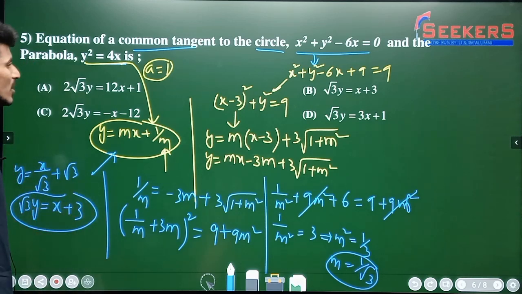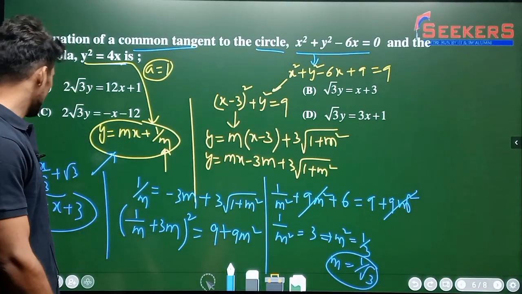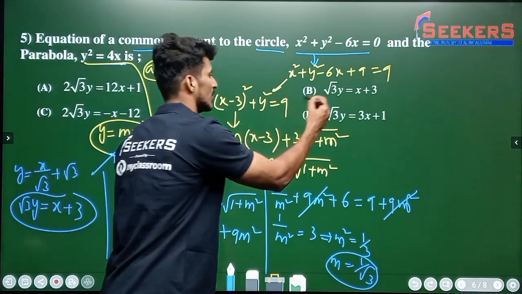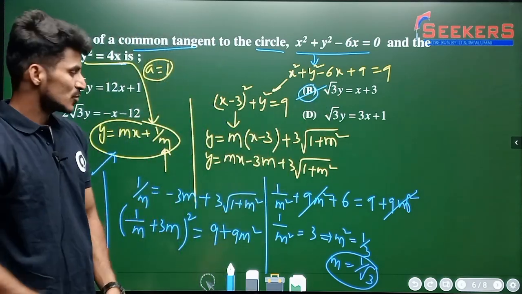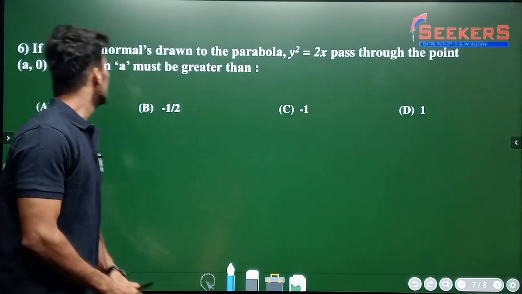So this is the equation of the common tangent with respect to the circle and parabola. So which option is matching? Root 3y is equal to x plus 3. Option B is matching. Check. Option B is matching here. So this is the answer for this question. So we'll move forward to the next question.